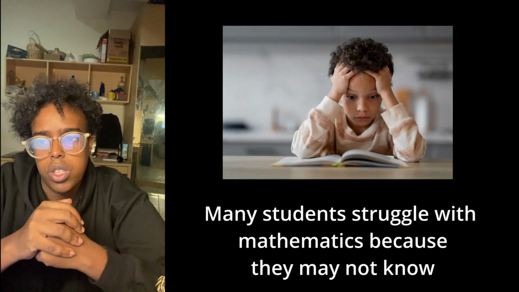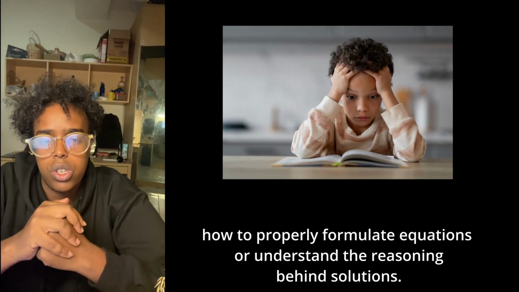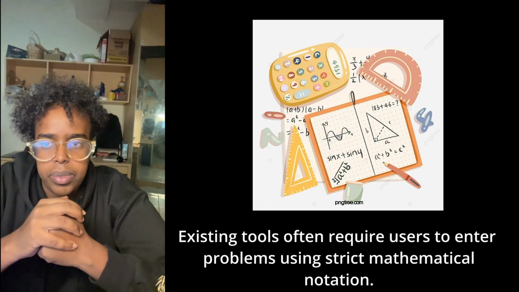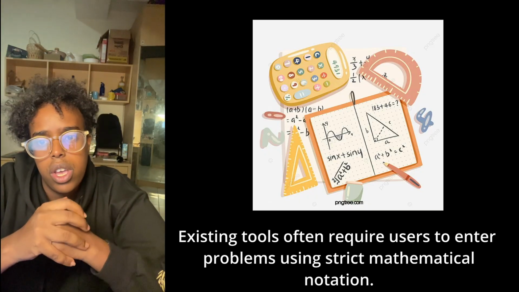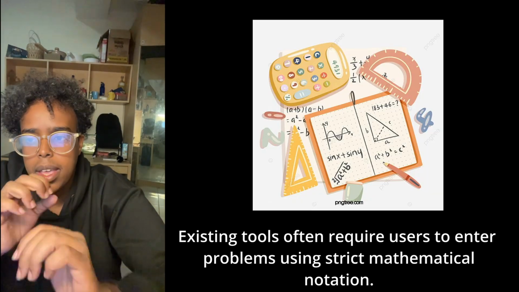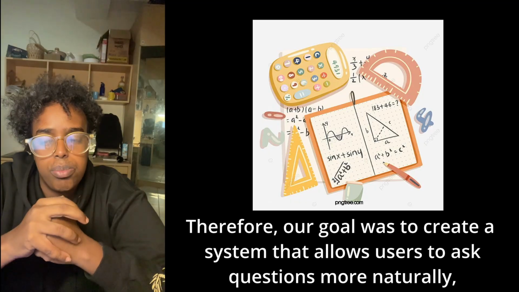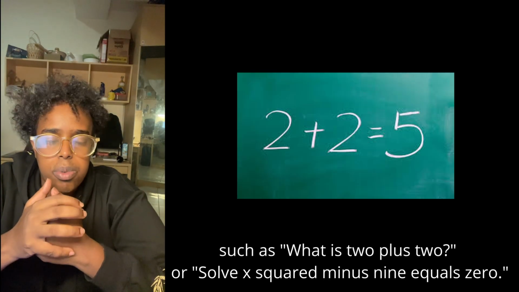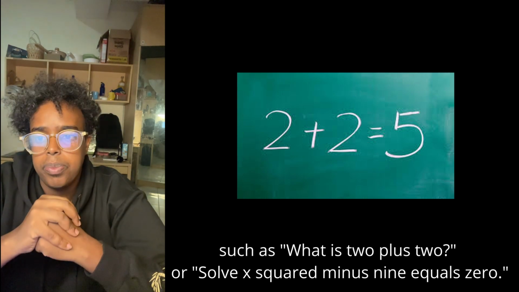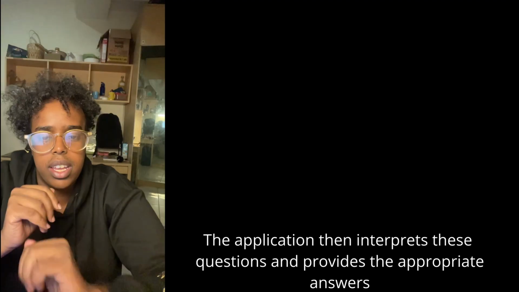Many students struggle with mathematics because they might not know how to properly formulate equations or understand the reason behind solved solutions. Existing tools often require users to enter problems using strict mathematic notations. Therefore, our goal was to create a system that allows users to ask questions more naturally, such as what is 2 plus 2? Or solve x squared minus 9 equals 0. The application then interprets these equations and provides the appropriate answers.